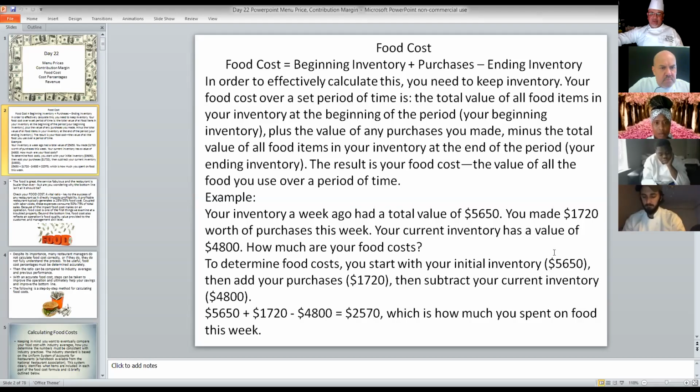Okay. To determine the food cost, you'll start with your initial inventory, $5,650, then add your purchases, $1,720, then subtract your current inventory, which is $4,800. Just like the bottom says, $5,650 plus $1,720 minus $4,800 equals $2,570. This is how much you spent on food this week, right?